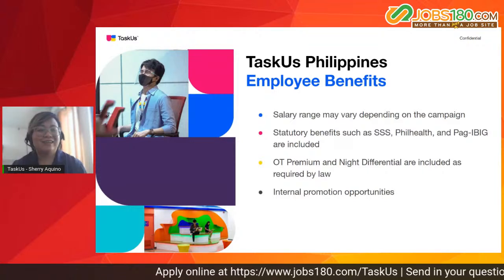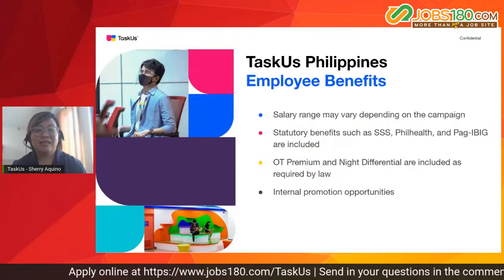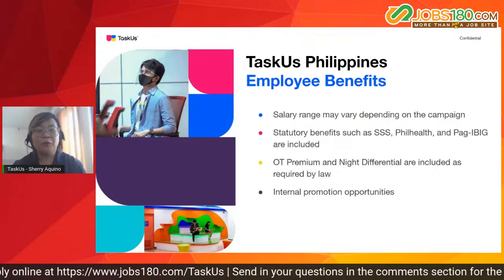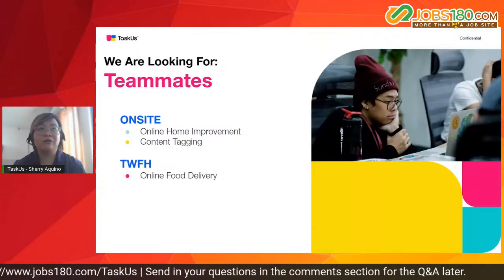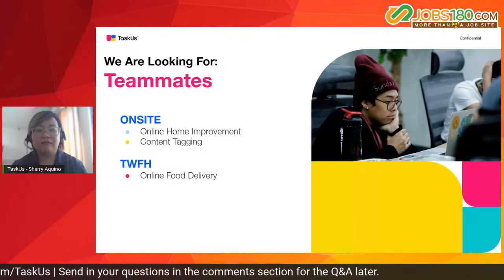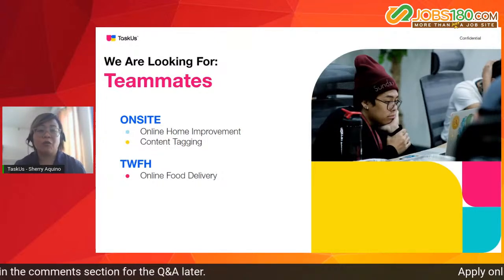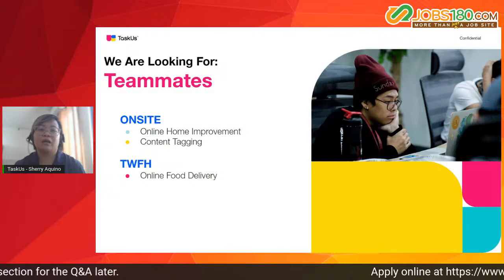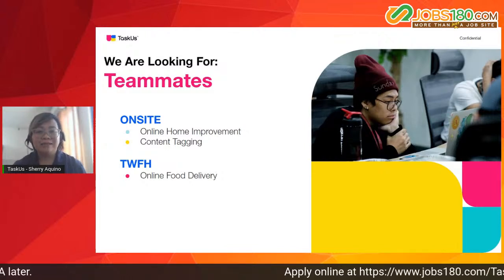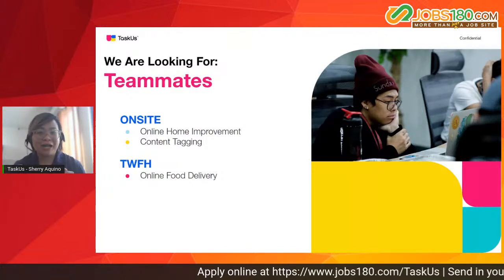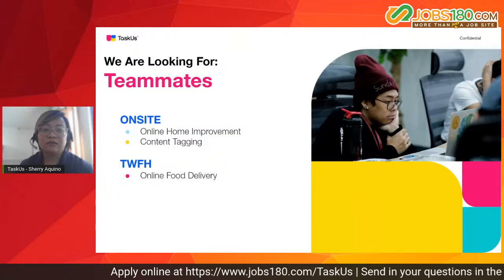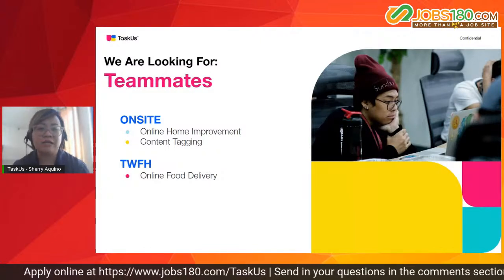Okay. And for the next slide, these are the openings that we have in our La Union site. So we have openings for on-site, meaning you will be assigned on-site. So we have online home improvement program. We also have content tagging, and the TWFH, that is for temporary work from home. That's for our online food delivery program.